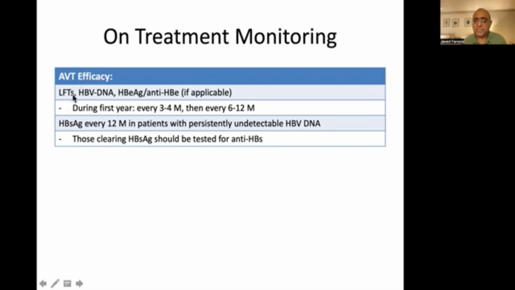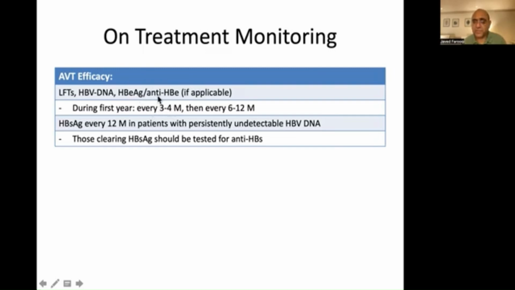On-treatment monitoring is, number 1, the liver function tests that include the bilirubin, ALT, AST, alkaline phosphatase, the HBV DNA PCR, and if the patient is HBe antigen positive chronic hepatitis, then E antigen and anti-HBe. These are during the first year checked every 3 to 4 months, and later on, then every 6 to 12 months. We expect that after the end of the first year, the LFTs have become normal, the DNA PCR has become negative, and we hope that the E antigen seroconversion also happens.